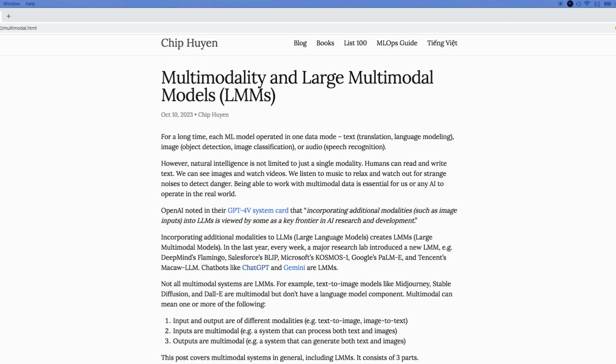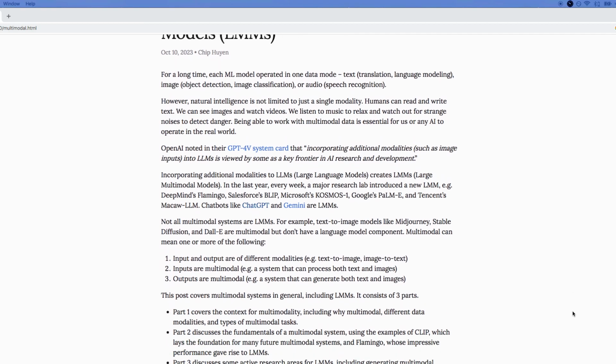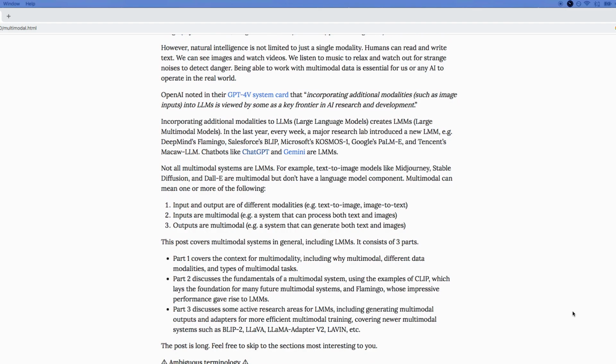Chatbots like ChatGPT and Gemini are LMMs. Not all multimodal systems are LMMs. For example, text-to-image models like Midjourney, Stable Diffusion, and DALL-E are multimodal but don't have a language model component.